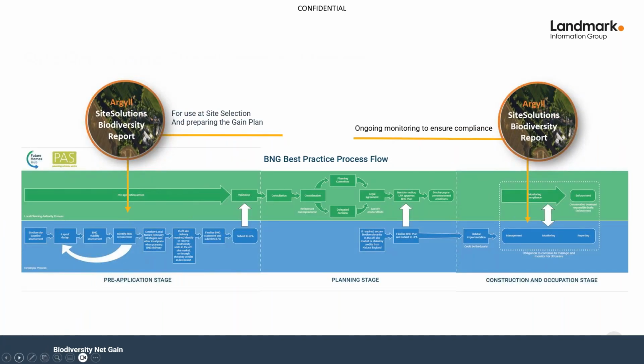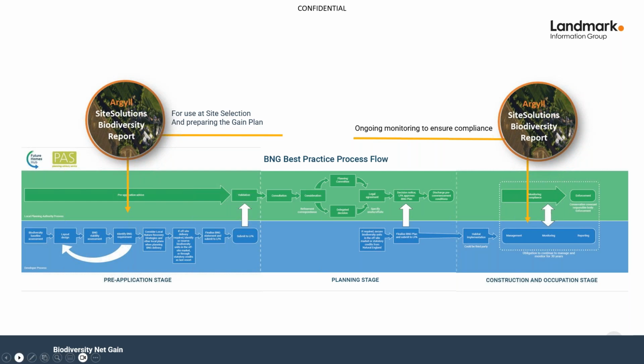If we move on to the next slide, coming back to this diagram again, which was the Future Homes Hub PAS diagram, we see the Site Solutions Biodiversity Report fitting down in the blue part of this workflow, which is the developer process, and in a similar way for use at the site selection stage, preparing the net gain plan, but then also with the ongoing monitoring to ensure compliance.